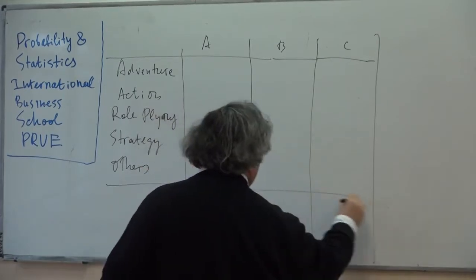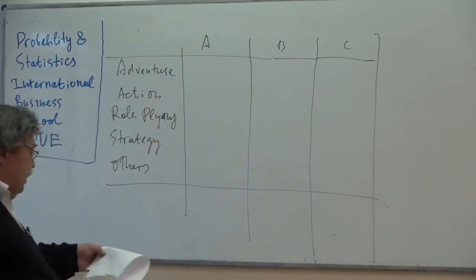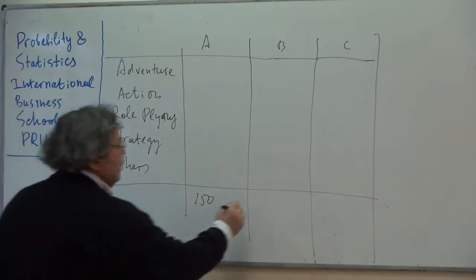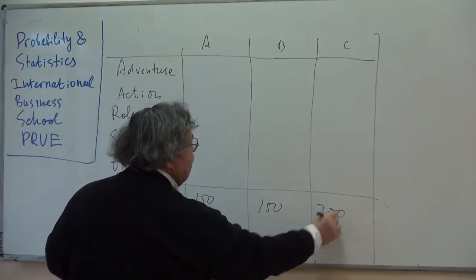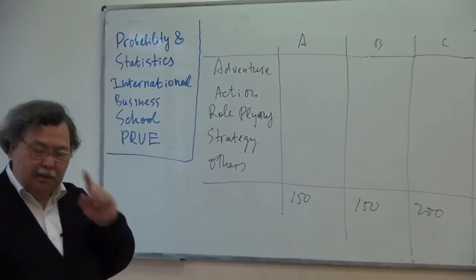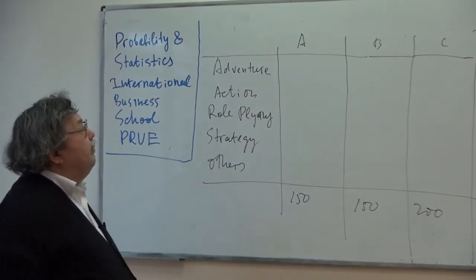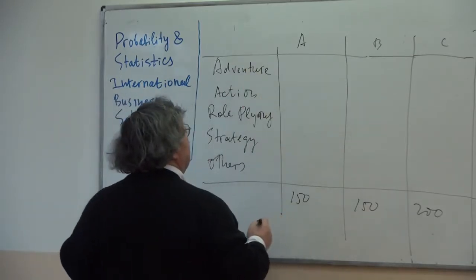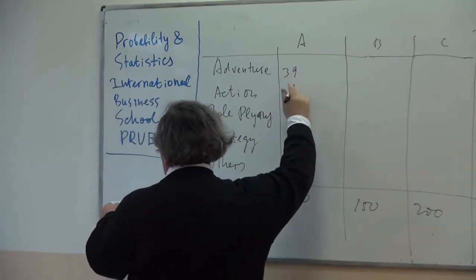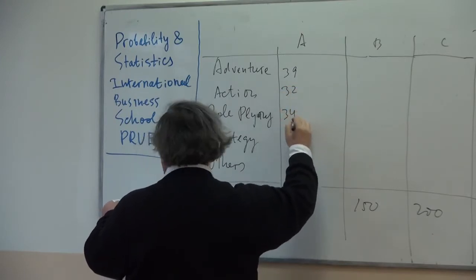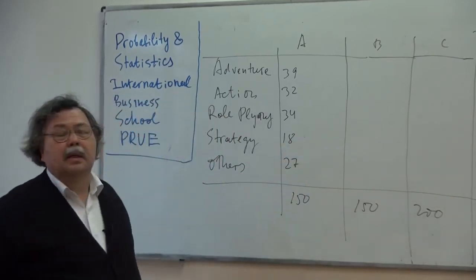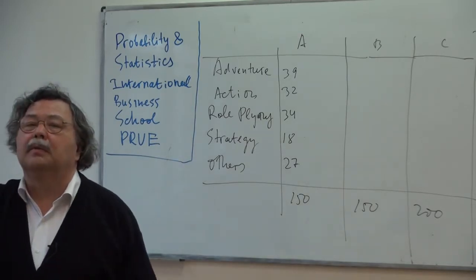Suppose we decide in advance that we interview 150 users in region A, 150 here, and 200 here. Well, now these are predetermined numbers. There is nothing random about these. Well, and the result of the survey in region A, we recorded 39 positive answers here, 32 here, 34 here, 18 and 27. Okay, and the question was exactly, what is your preferred type of video game?